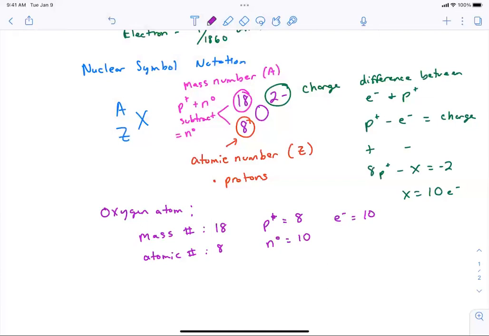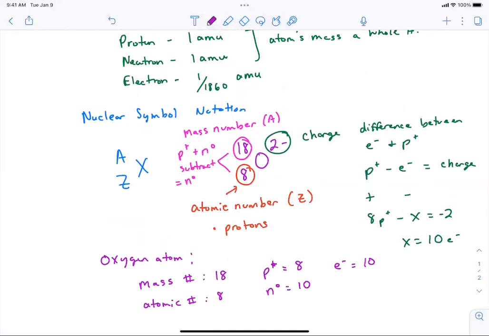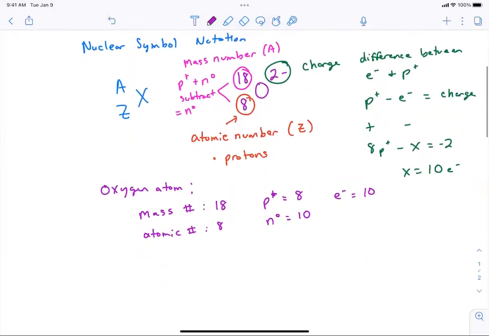Yes? I forgot to ask, for the electron thing, like the mass, like 1 over 1,860, do we have to know that? No. It's negligible. That's a good question, Alexander. You don't need to memorize that number per se. You just need to know it's negligible. Questions about that? Okay.